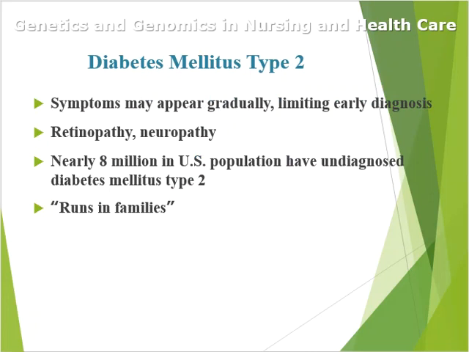The symptoms appear gradually, which limits early diagnosis, and those microvascular changes result in the retinopathy and the neuropathy that we're all familiar with. Nearly 8 million people in the United States have undiagnosed diabetes mellitus type 2 is the estimate. This does run in families. There is a genetic predisposition to it, but again, you need that environmental component for the disease expression.